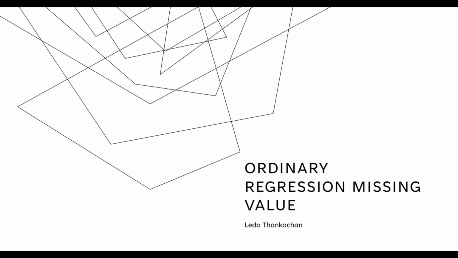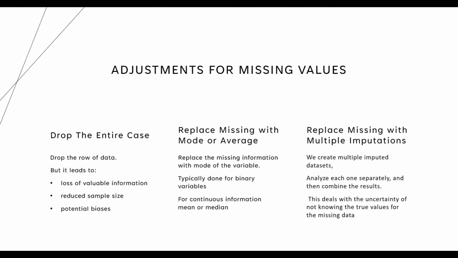So, what do we do when we have a lot of missing data in our data sets? That is what I'm going to be discussing. We have three solutions for this problem. One would be dropping the entire case. Second would be replacing missing values with mode or average. Third would be replacing the missing values with multiple imputations.